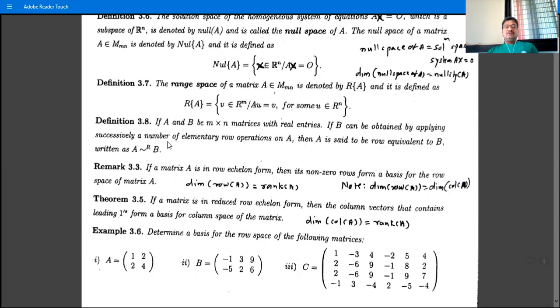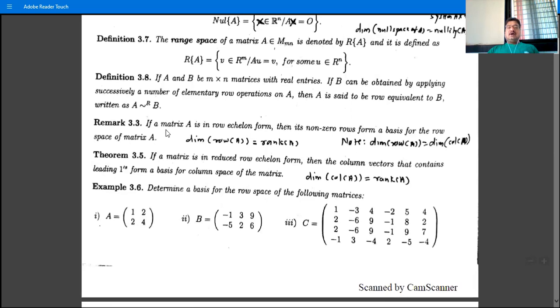So these are the definitions. If A and B are two matrices, and the matrix B can be obtained by applying successive elementary row operations on A, then we say A and B are row equivalent matrices. A and B are called row equivalent matrices, and denoted by this notation: A, wiggle with R on top of it, B, which means A is row equivalent to B.